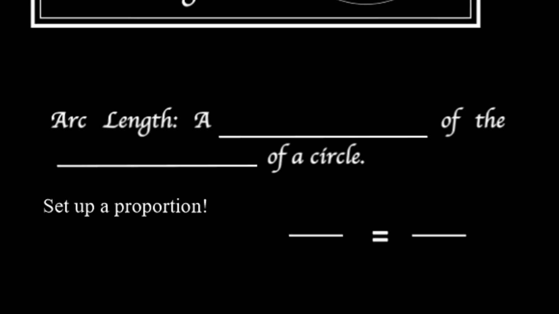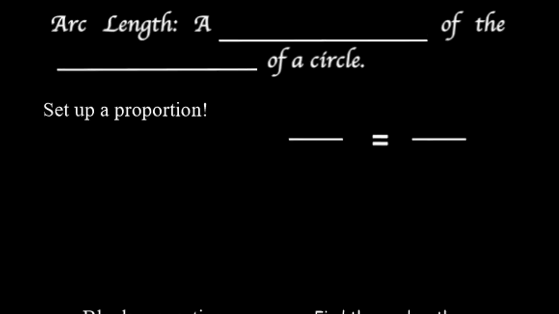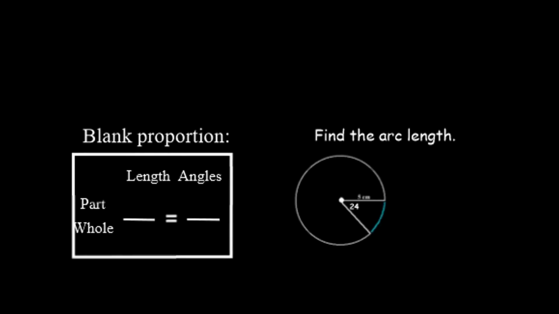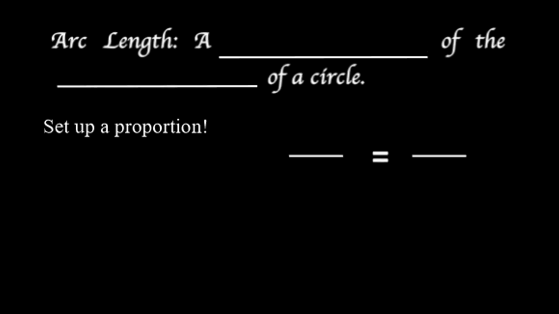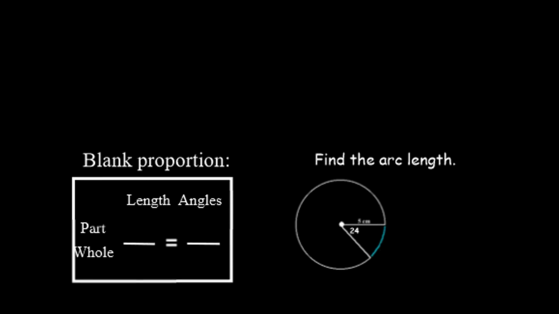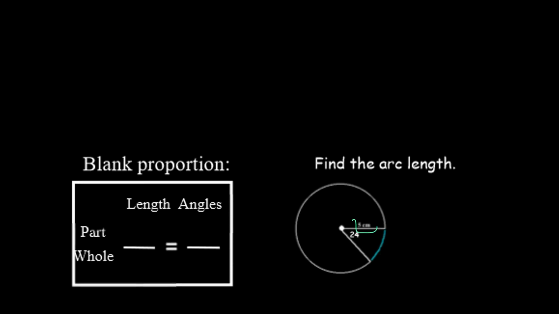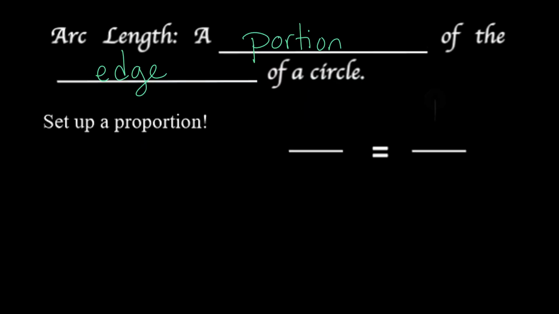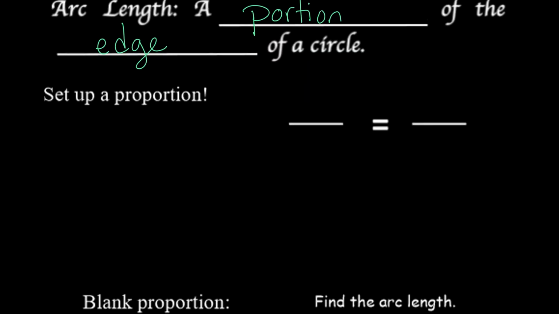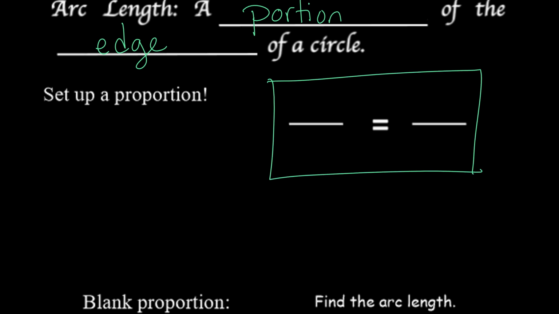So let's go ahead and do which one first? Arc length. Yes, arc length. So arc length is a portion of the edge of a circle. And all that you have to do, whenever you look at a problem, it says find the arc length, and it gives you a radius, all you have to do is set up a proportion. Now, what makes this a proportion? They're set equal to each other.